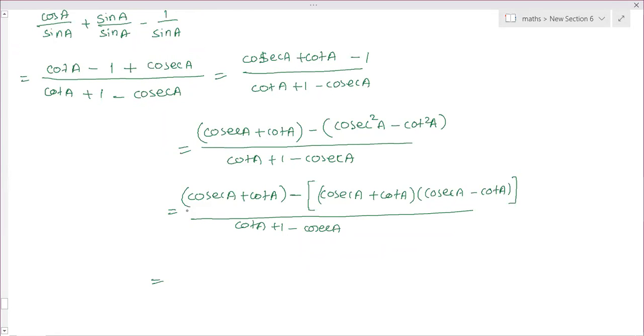Now this is one term and this is the second term. This is A, and this is A, B. So it is in A minus AB form. What can you take common? A. What is A here? Cosec A plus cot A. So cosec A plus cot A is common. After taking common, what is left in the bracket? 1 minus cosec A minus cot A, cosec A minus cot A.